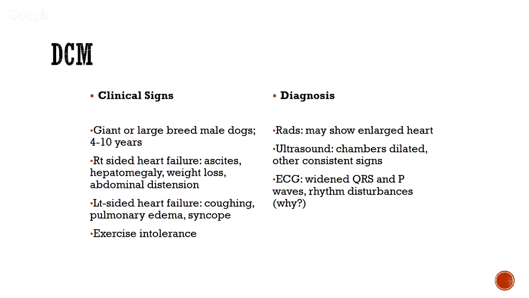Think of the traffic backing up. What does it back up into right away? It backs up into the vessels, the cranial and caudal or posterior and anterior vena cavas, which as far as the posterior vena cava means, it's coming from the liver, hepatomegaly, it's coming from the abdomen. They're full of fluid, so they're not going to eat as well, so they're going to have weight loss, abdominal distension.